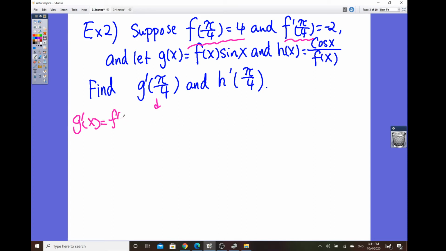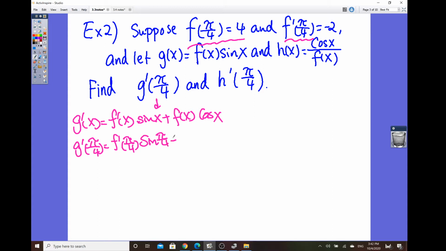So we do have f prime of x, power rule, the product rule: f prime of x times sine of x, and then plus f of x times the derivative of sine, which is what? Cosine of x. So plug in the value of x, pi over 4. So f prime of pi over 4 times sine of pi over 4, and then plus f of pi over 4 times cosine of pi over 4. Plug in the number.